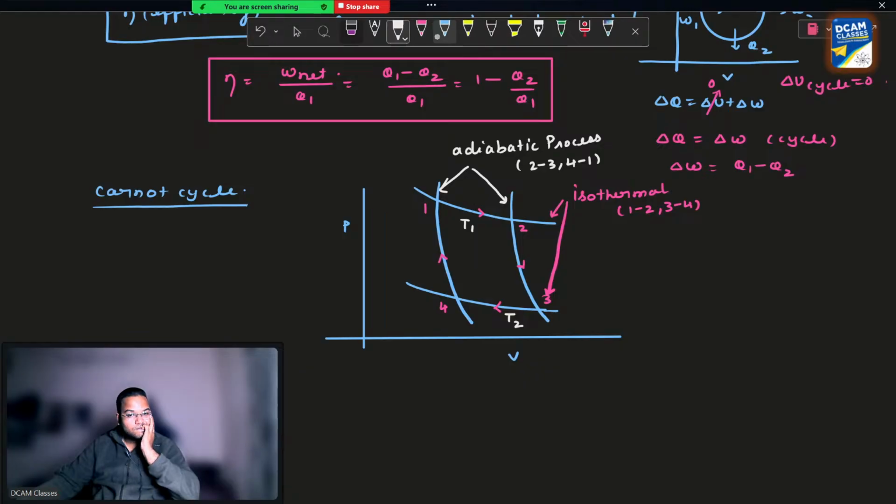Now since 1 4 and 2 3 are adiabatic processes, that means delta Q is 0. No heat absorbed, no heat loss will take place. Correct this one, because that's the basic definition of an adiabatic process, right? Okay.